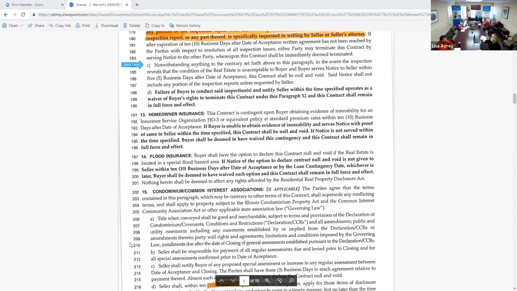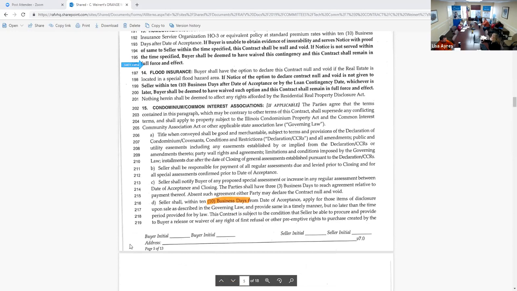Now I'm going to move to the bottom of the page to line 216. Under condominium common interest association, in that paragraph on line 216, it used to say sellers shall within 5 business days from date of acceptance. We've now made it 10, and that was to apply for those items of disclosure that were requested or required under the law. The 10 business days was changed with the thought that by then you've been through home inspection and you know whether the buyer's planning to proceed with the purchase.